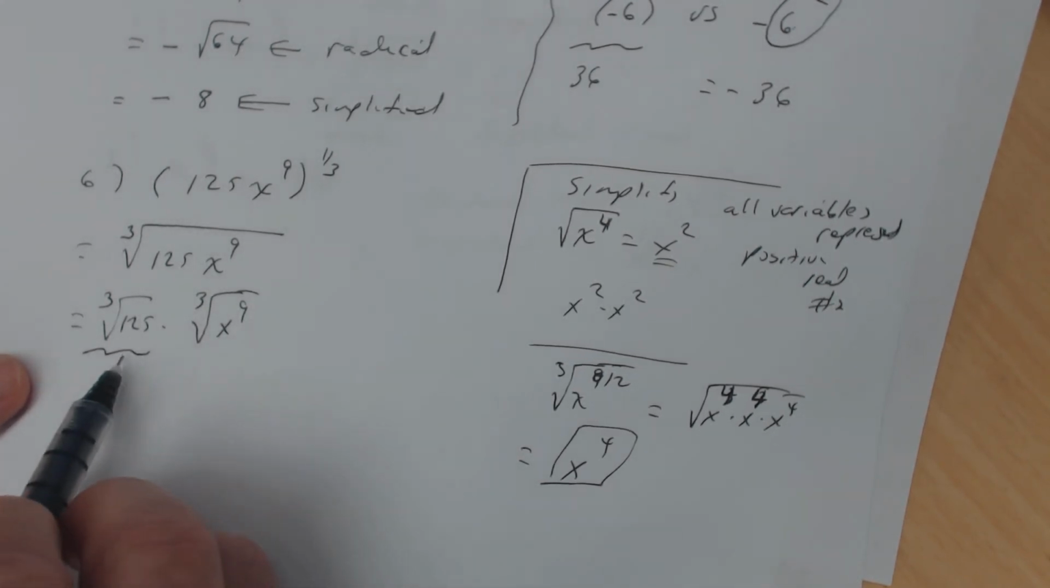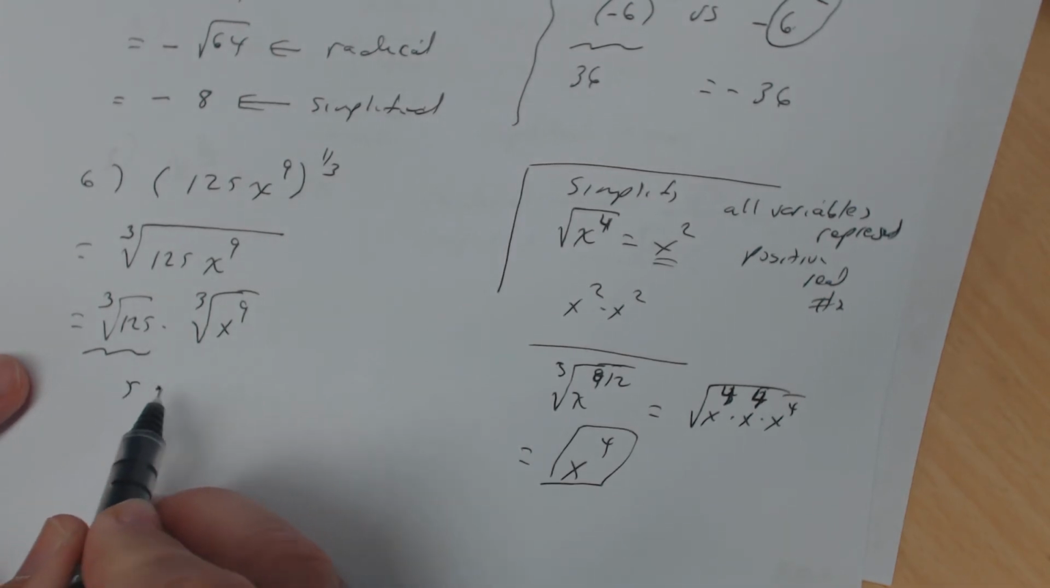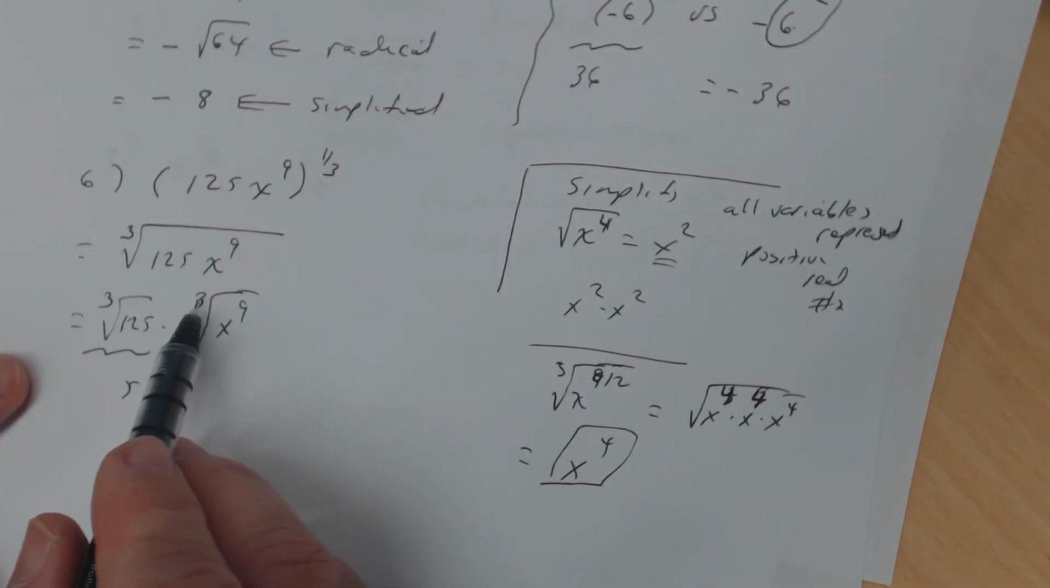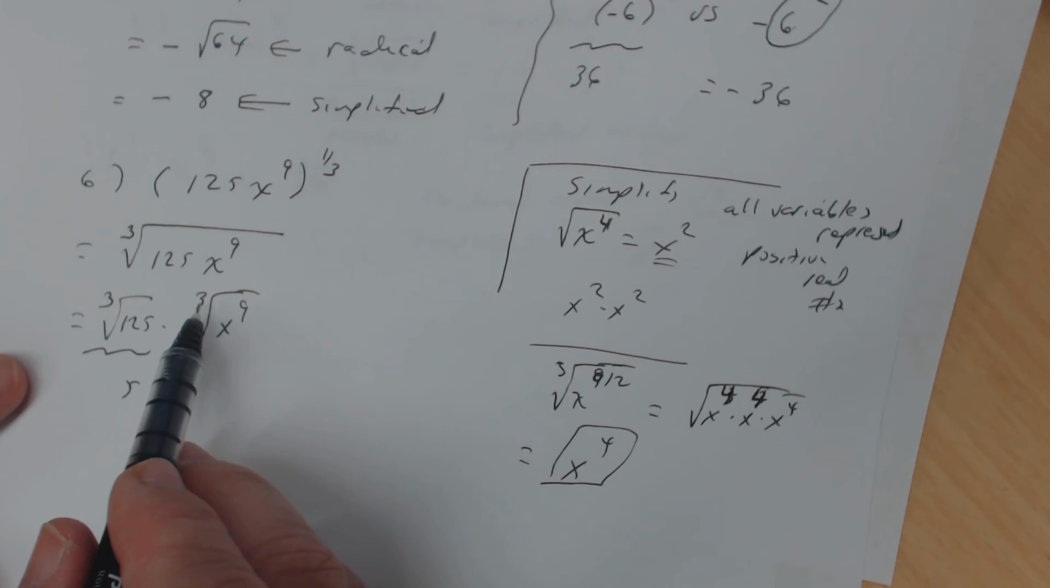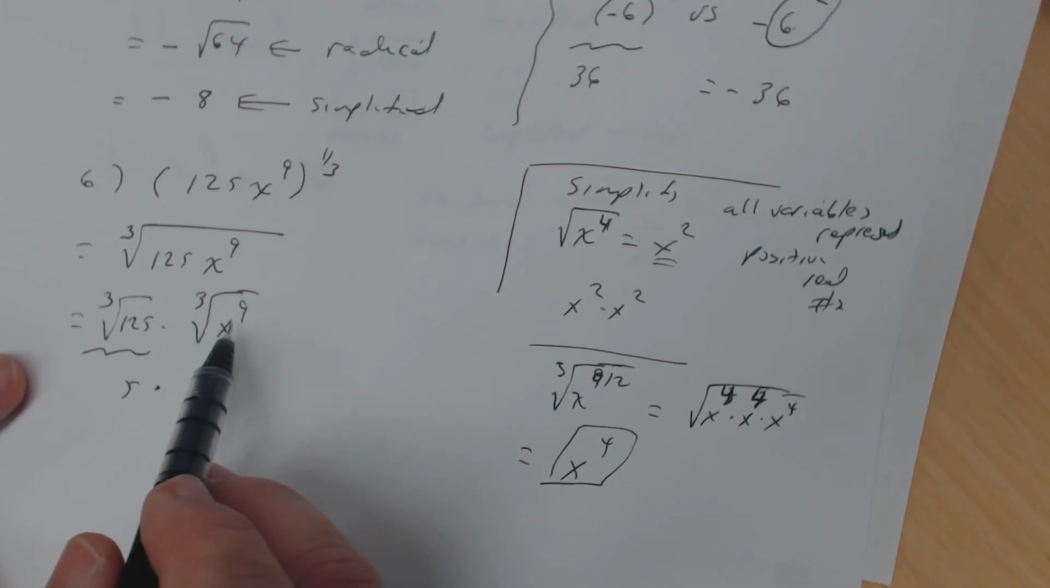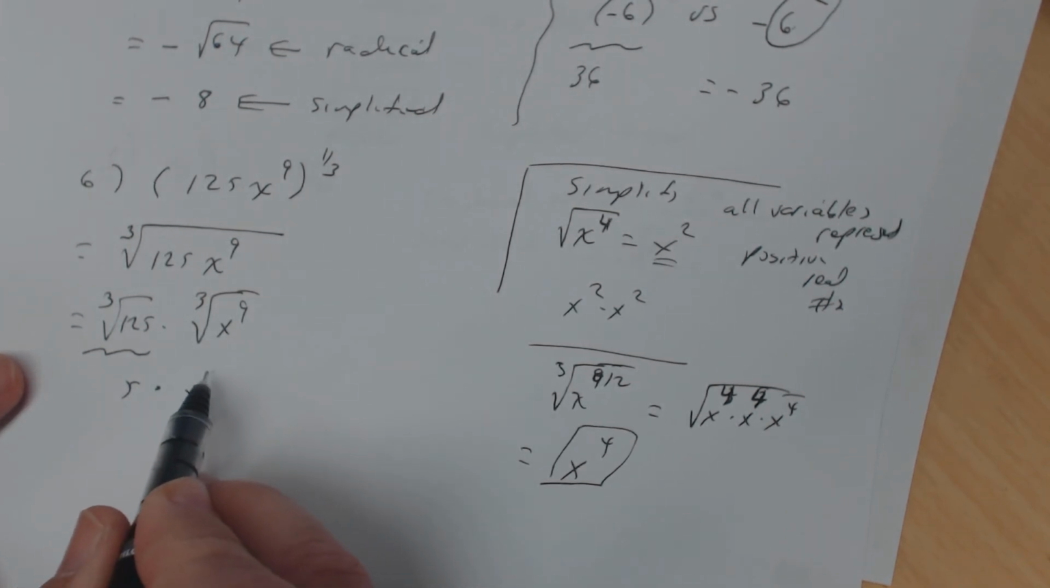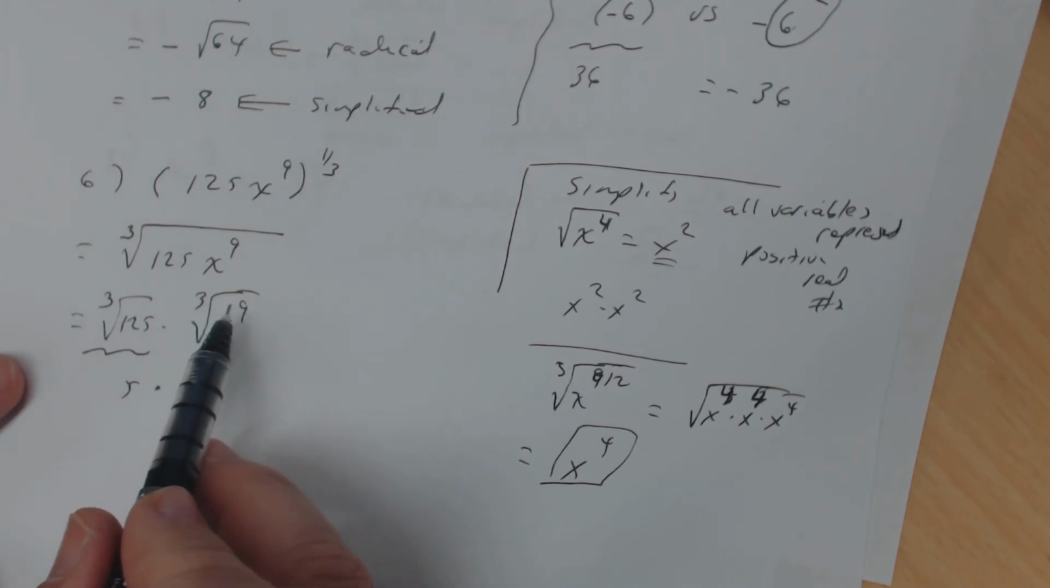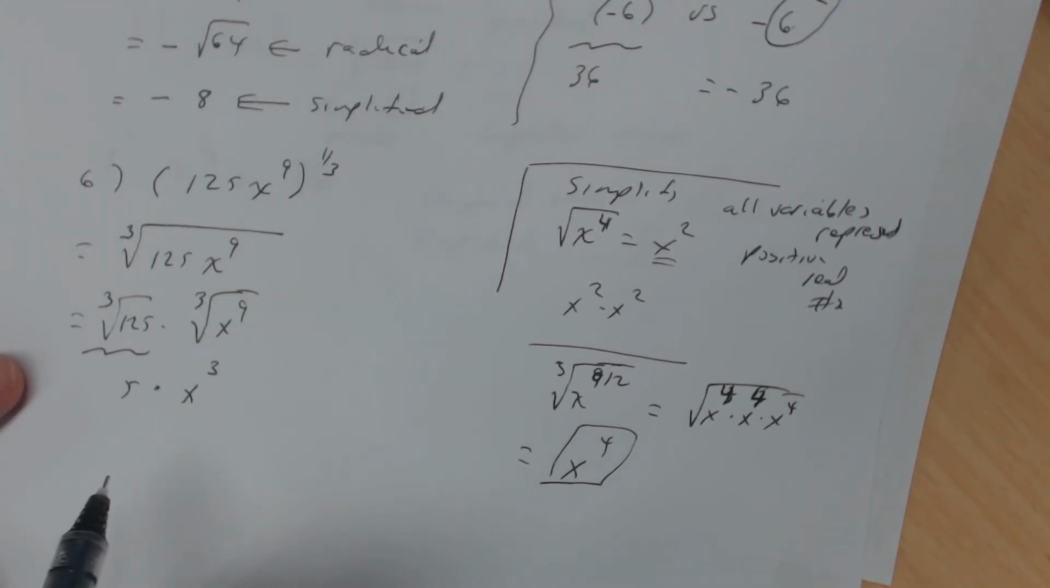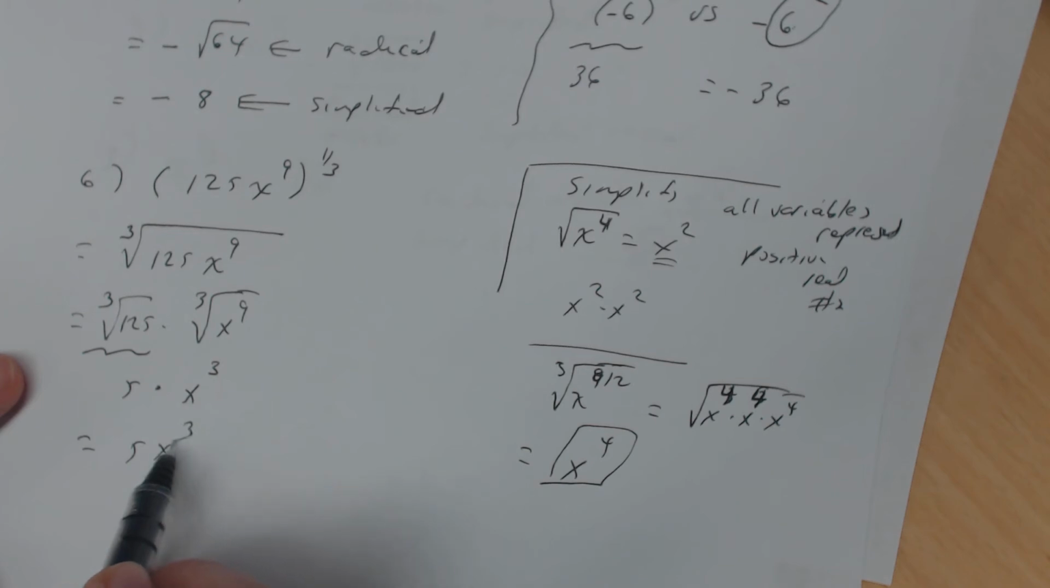So what times itself 3 times is 125? Well, the answer is 5. So it'll be 5 times. Now simplifying the cube root of x to the 9th, what times itself 3 times is x to the 9th? Well, the answer is x to the 3rd. You can easily see this because 9 divided by 3 is 3. So the answer is 5x cubed.